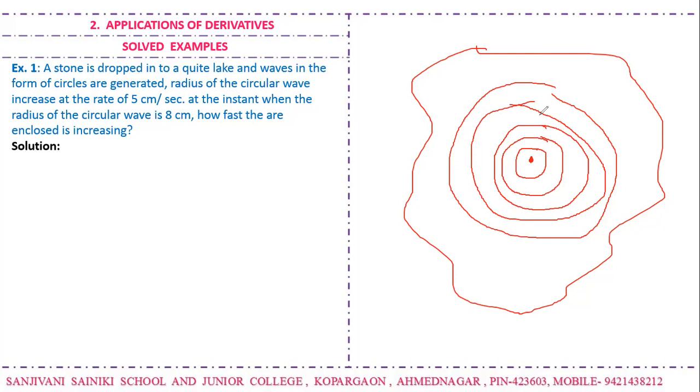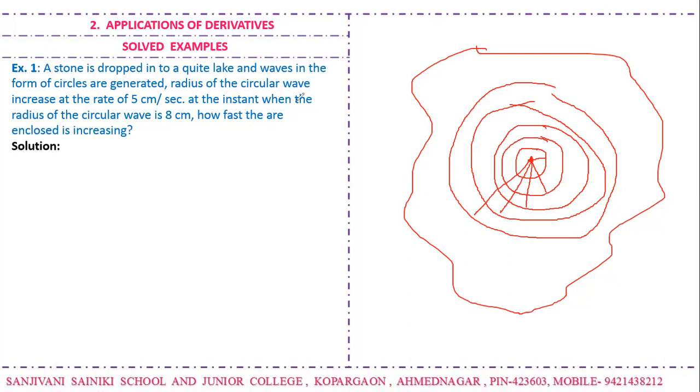This is the radius of the first wave, this is the radius of the second, this is the radius of the third, and so on. This radius is increasing at a particular rate. What is the rate? 5 centimeter per second. That means this radius is increasing at the rate of 5 centimeter per second. In 1 second, 5 centimeter. In another second, it becomes 10 centimeter. In another 1 second, it becomes 15 centimeter. So likewise, it is increasing.